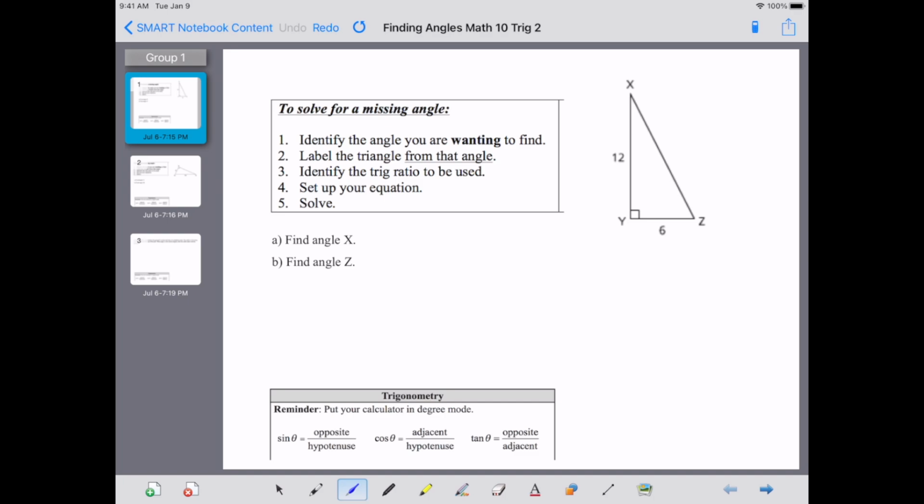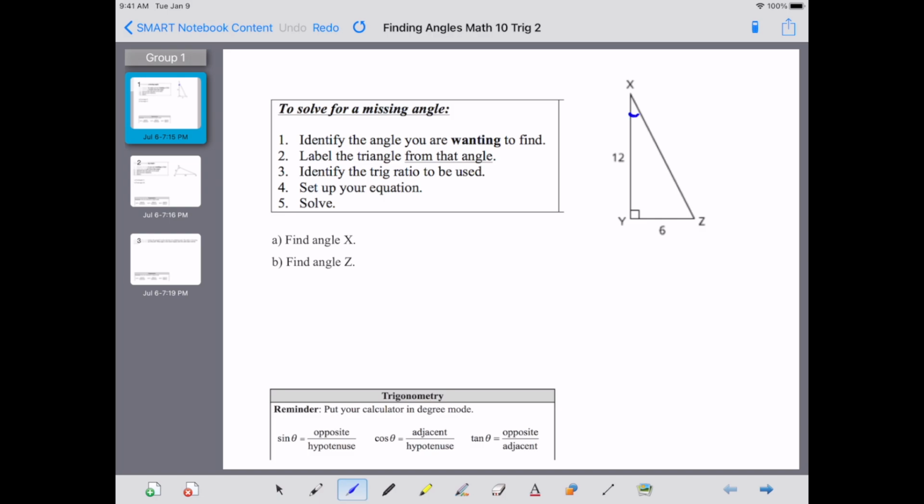So in this question, we have a diagram here on the right, and the question asks us to find angle x and angle z. So here, if we look at the steps, identify the angle we're looking to find. So we want angle x. So then label the triangle from that angle.